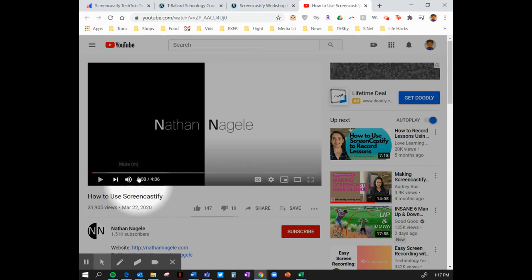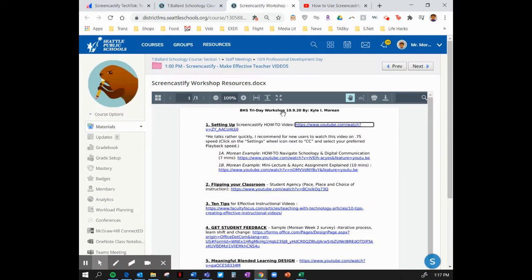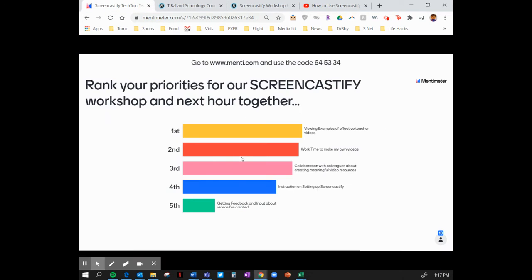These are some of the different tools that you can use with your cursor. Hide the cursor when it's not moving, highlight when you click, and then this one is sort of spotlight focused wherever you move the cursor as well. So I'm going to encourage people to check out that setting up video if you are one of the, I guess, blues here: instructions on setting up Screencastify. That's a great resource there.